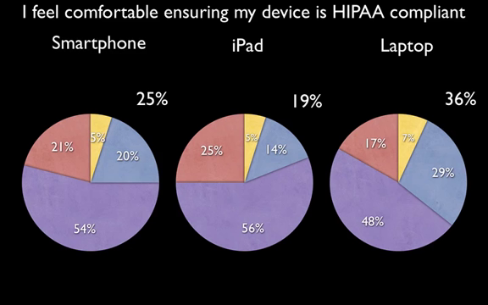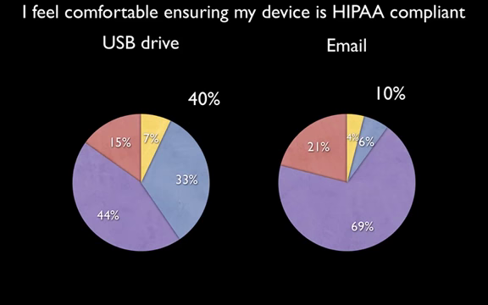So, when I talk about HIPAA compliance, these are some of the results we got from a simple questionnaire. They feel comfortable that their devices are HIPAA compliant, overall pretty good, but there's still 25, 19, 36% of students that disagree or feel very unsure about the HIPAA standing of their devices. Take that a little further to things they should be even more familiar with, such as email and USB drives, and there's still a large percentage that don't feel comfortable with these security precautions.